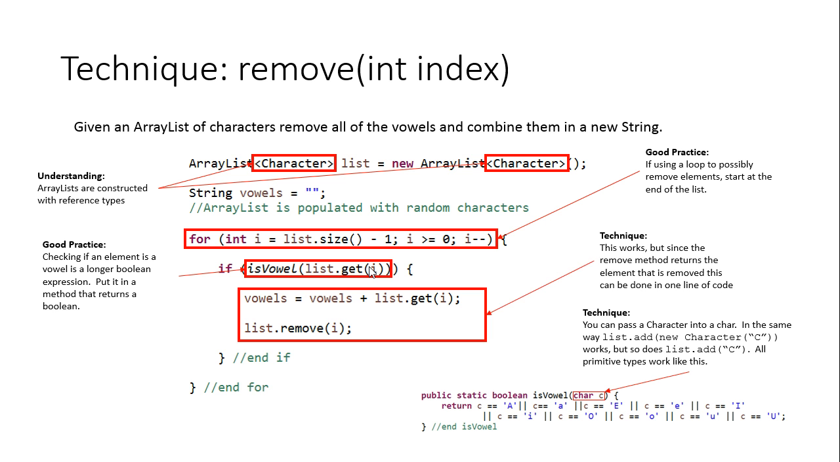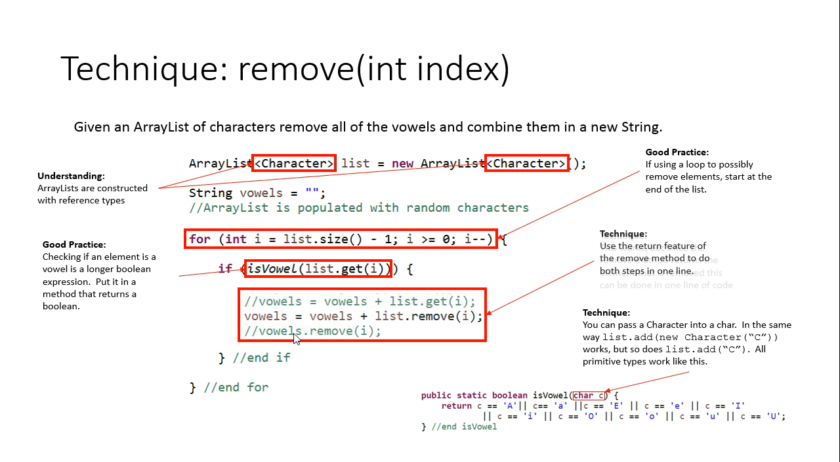Okay. And now we get to the point of this slide, is this technique works. So the first thing I do is, if it is a vowel, I take the element, I get it, and I add it to my string vowels, and then I remove the object. But since the remove method actually returns the value you've removed, you can actually do this in one line. So it's a nice little feature to keep in mind. It helps optimize your code.